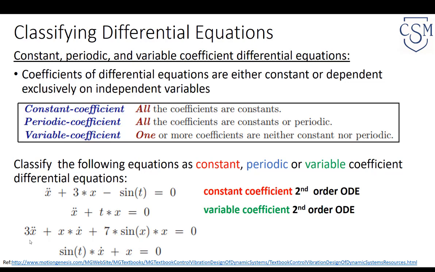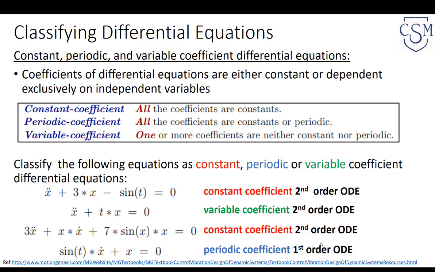Now the third set of equations may look a little tricky. Here we have a 3, we have a 1, and sine x. Since this sine is periodic, but is not periodic with respect to the independent variable, this is a constant coefficient second order partial differential equation. Finally, in our final set of equations, we have the sine of t, the independent variable, times the time derivative of x plus 1 times x. This is a periodic coefficient first order ODE.